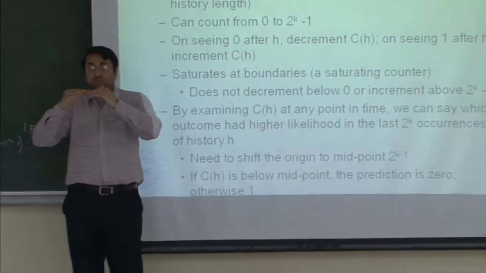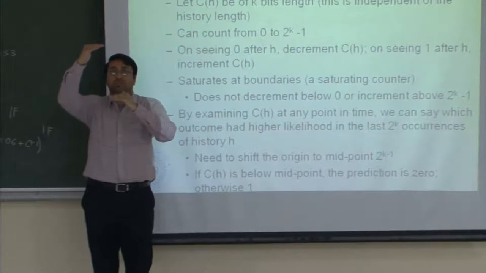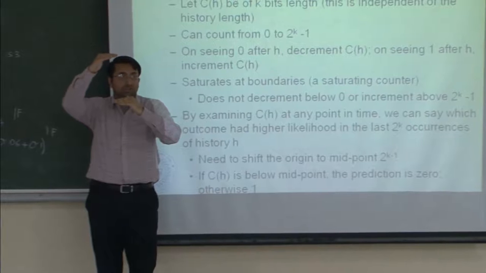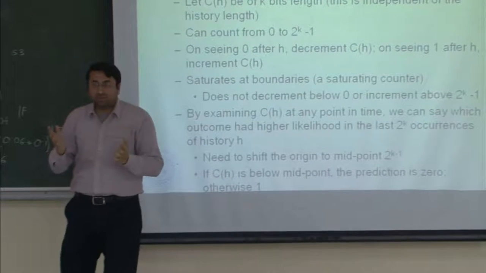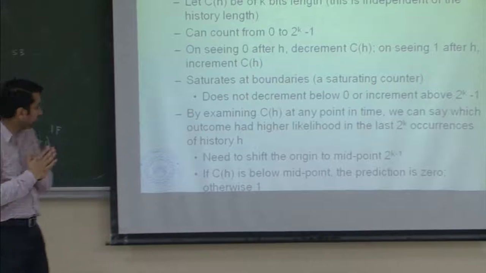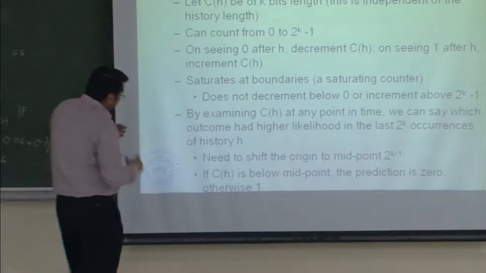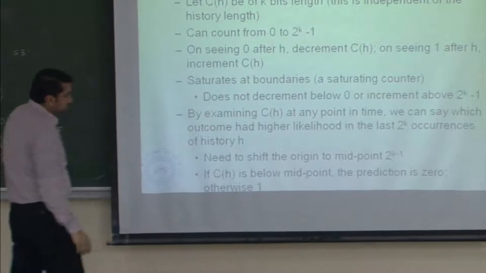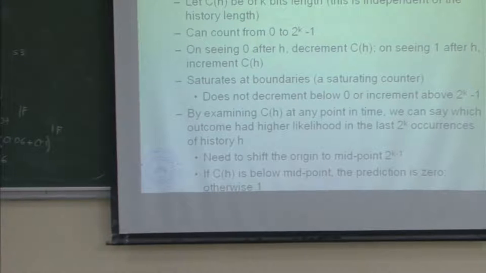Because it will go up gradually. Suppose you're seeing ones, you go up gradually, saturate here, not move any further. So you cannot really say beyond that point what happened. So if ch is below the midpoint, the prediction is 0, otherwise 1. Is this algorithm clear to you?